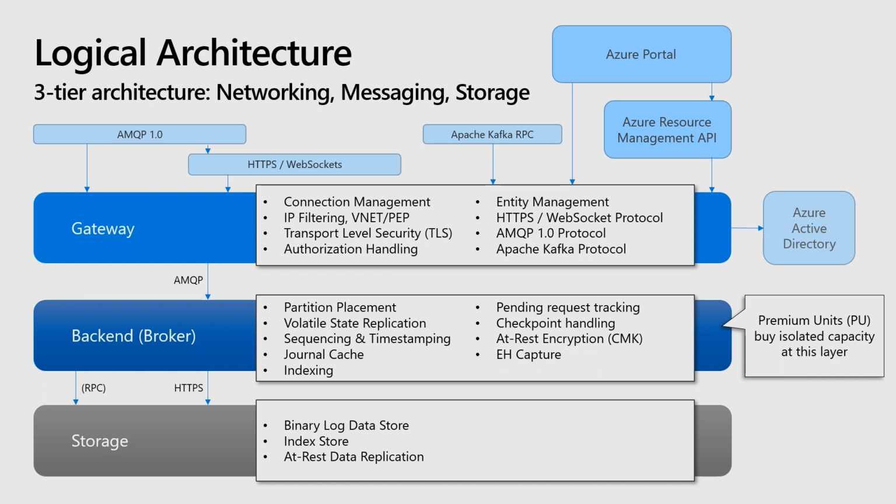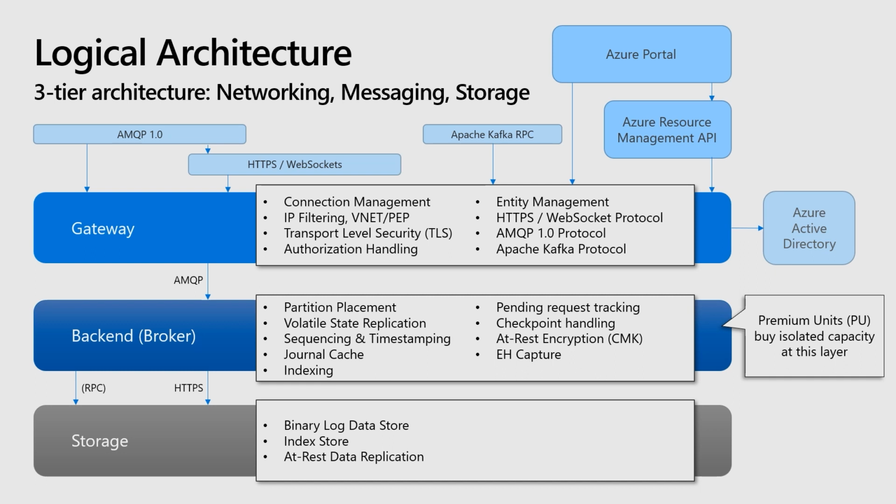So this is just a point in time observation. And what I mean with 2.5 layers or 3 layers is that in Event Hubs Premium, which is the latest technology generation, we have an extra storage engine that I will explain in a moment. The role of these layers is that the gateway deals with everything that has to do with networking and authorization, and including the protocol handling.